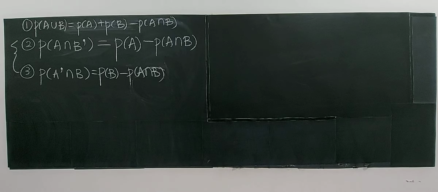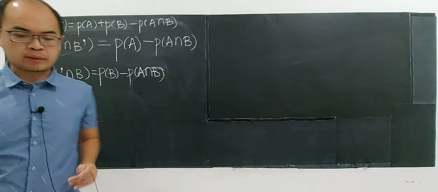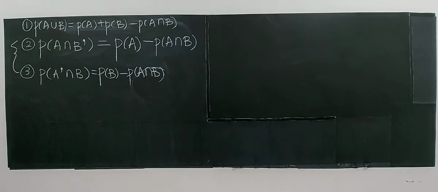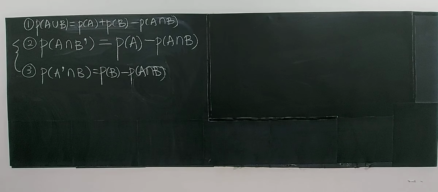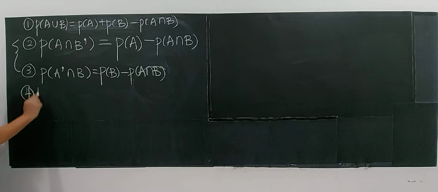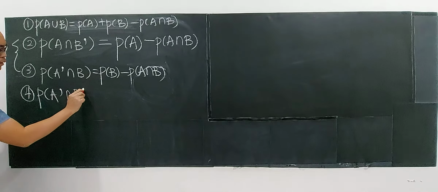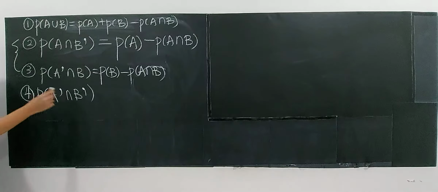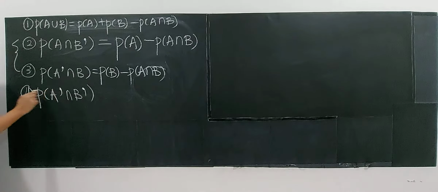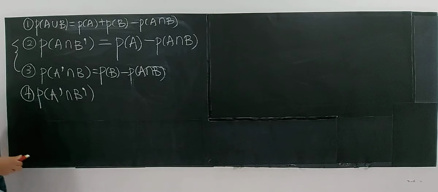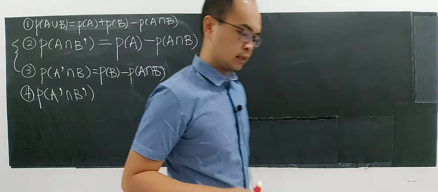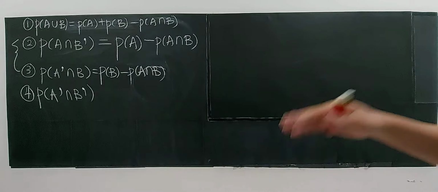The next I'm going to introduce to you is about the formula of, let's say, what happens if the question is about the probability of the complement of A intersecting with the complement of B. All right, what happens if the question is asking you to find the probability of this? So this will be the fourth formula that I'm going to introduce in this video. In this video I'm going to introduce these four formulas.